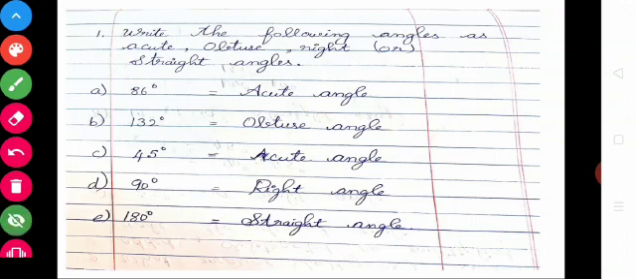The next one, look at the sum. Write the following angles as acute, obtuse, right or straight angle. 86 degree. It's more than 0 degree but less than 90 degree, so it is an acute angle. It is 132 degree. More than 90 degree but less than 180 degree is called an obtuse angle. The next one, 45 degree. It's more than 0 degree but less than 90 degree, acute angle. Yes children. And the next one, 90 degree. 90 degree is a right angle. 180 degree is a straight angle.